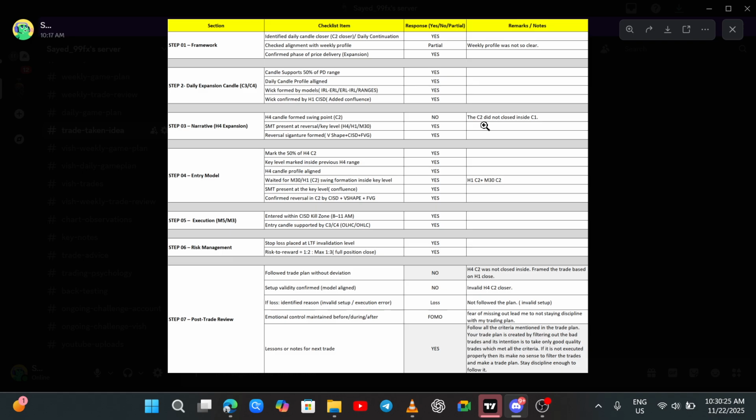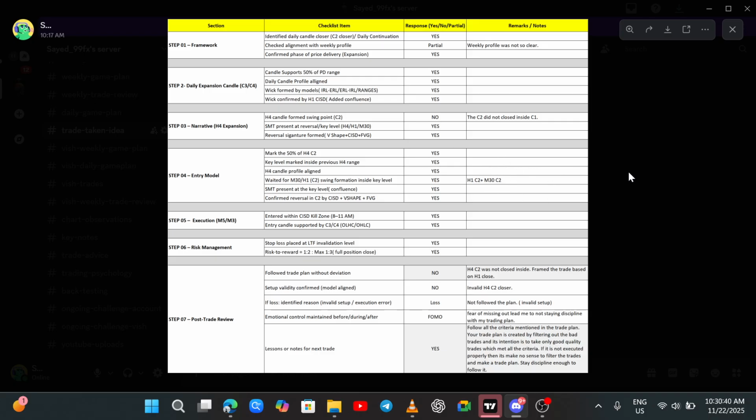But I forgot to check the H2 close. I thought it closed inside, but it was not. So if I could have stopped myself here, then I could have avoided the trade. Also, this week I executed two trades only.